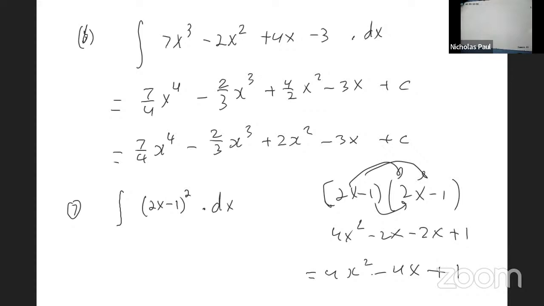No, but you still have more steps to do. I didn't show you that technique, so you can't use that technique as yet. You have to expand it. It's missing something else. If you're using that technique, there's something else you have to do, but I'm not showing you that yet. So expand it out and then integrate it, please. So you have to integrate 4x squared minus 4x plus 1.